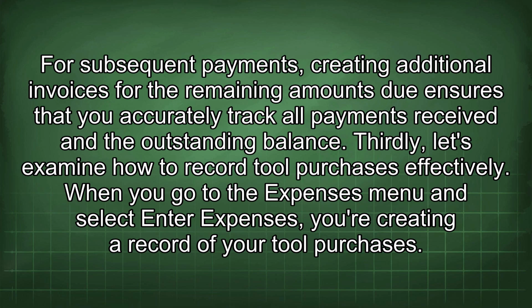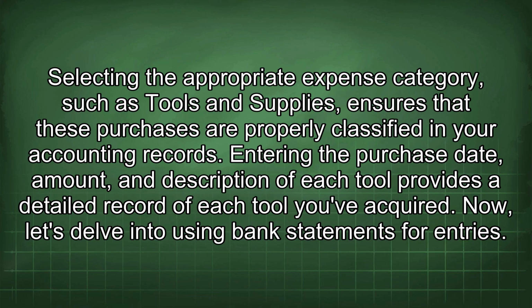When you go to the Expenses menu and select Enter Expenses, you're creating a record of your tool purchases. Selecting the appropriate expense category, such as Tools and Supplies, ensures that these purchases are properly classified in your accounting records. Entering the purchase date, amount, and description of each tool provides a detailed record of each tool you've acquired.